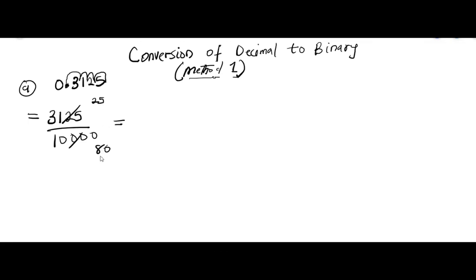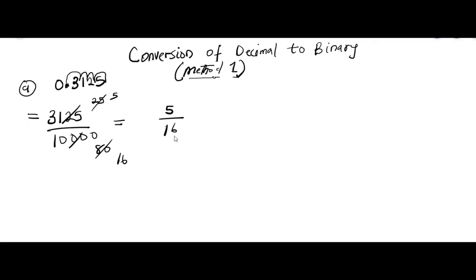25 and 80, we can find a number that can easily divide 25 and 80. Okay, let's use 5. 5 goes into 25 5 times, because 5 times 5 is 25, and 5 goes into 80 16 times. So we have 5 all over 16. There is no other way of simplifying this further. So this is the lowest term that we can get to, right?